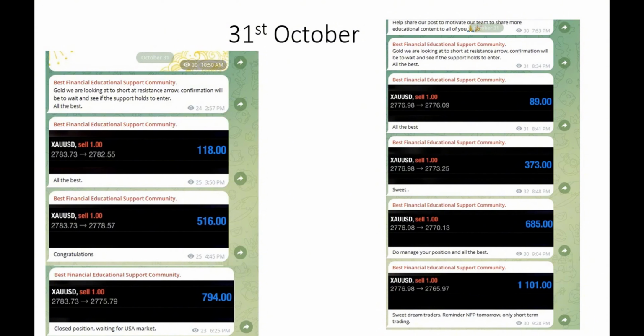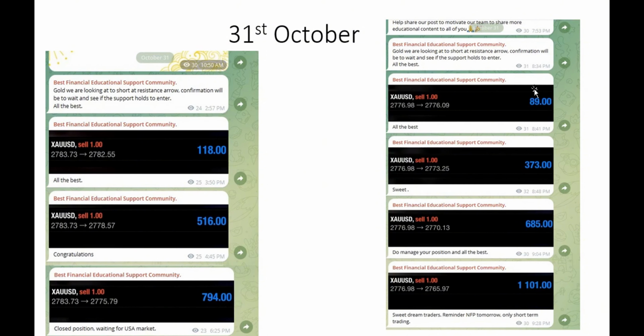On the 31st of October, same, at 2:57 we send an early alert to you guys that we are looking to short. So you have to wait for the confirmation. We get the confirmation at around 3:50 p.m., and at 4:45 it went to $516. At 6:25 p.m. it went to $794.